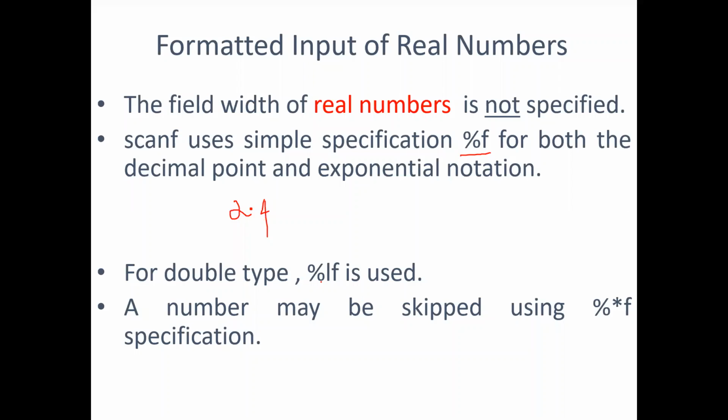For double, we will be using %lf. A number may be skipped. Similarly, what we have seen for the integers, if you want to skip some numbers in between, you can use %*f. So in formatted input, when we are using scanf for accepting real numbers, we are not specifying the field width. Understood? Field width need not be specified.